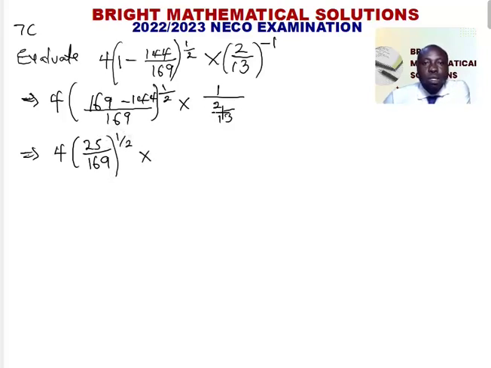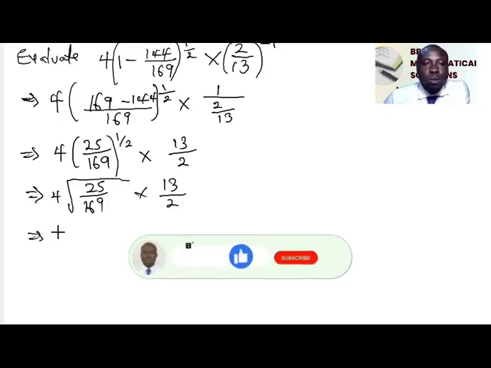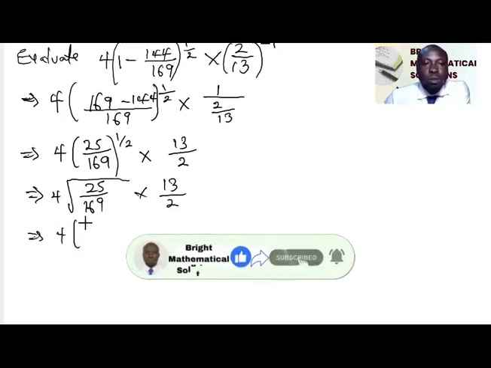So if we transpose, this becomes 13 all over 2. So this becomes 4 into the square root of 25 over 169, because 1 over 2 simply means the square root of this, multiplied by 13 over 2. So this becomes 4 into bracket 5 over 13.